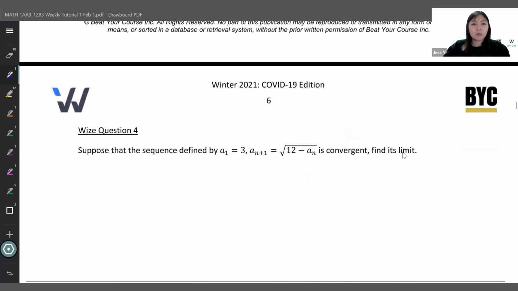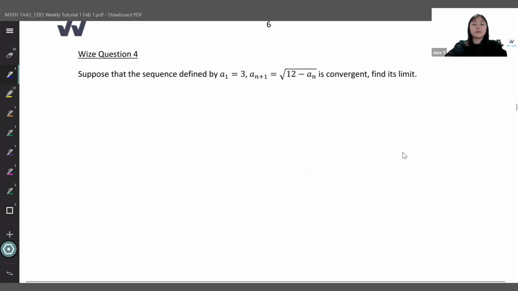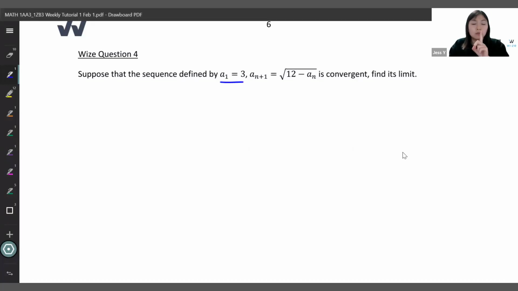Okay, let's do question number 4 here. Suppose that the sequence is defined by a1 is 3, so the first term is 3. a(n+1) is the square root of 12 minus an. And we're told that this sequence is convergent, meaning it converges. And we want to find its limit.